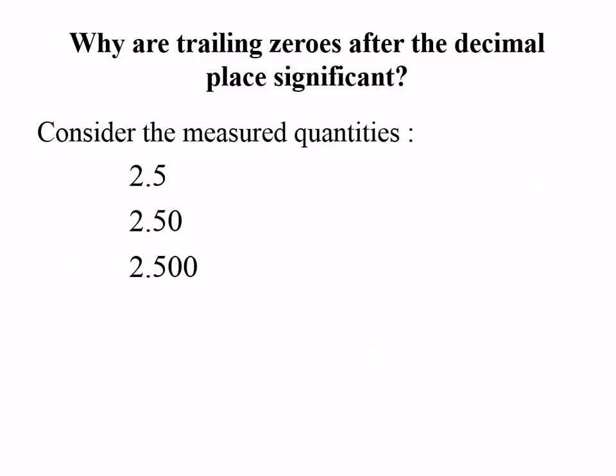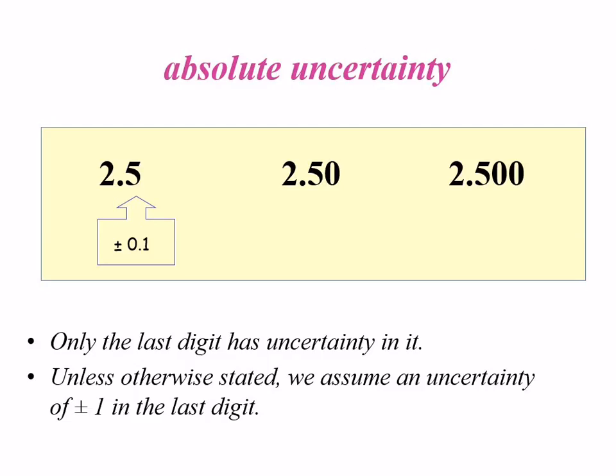So here's where I get to try to convince you of the zero thing. So I told you, was it the third rule, that the trailing zeros after the decimal are significant. So how many sig figs in 2.5? Yep, I agree. And how many sig figs in 2.50? 3, yep. Sig figs in 2.500? 4, yep. I'm going to show you why that is.